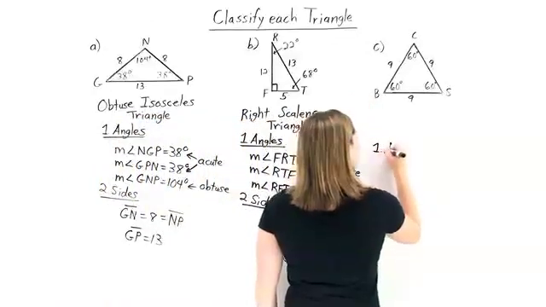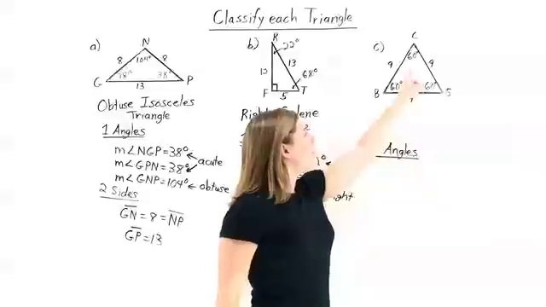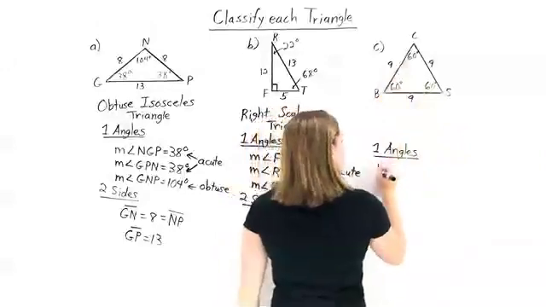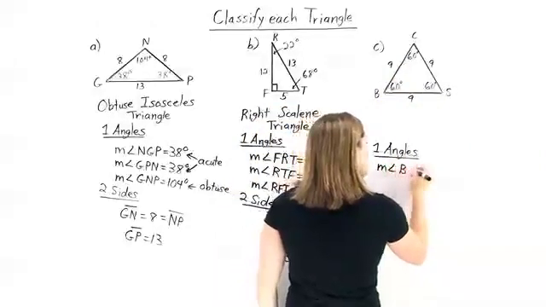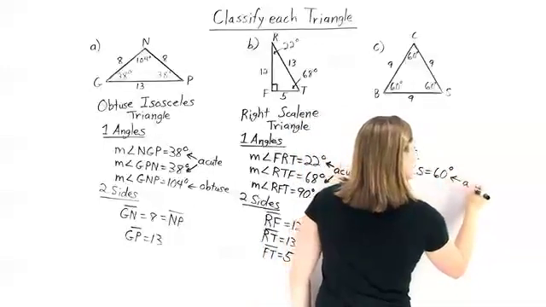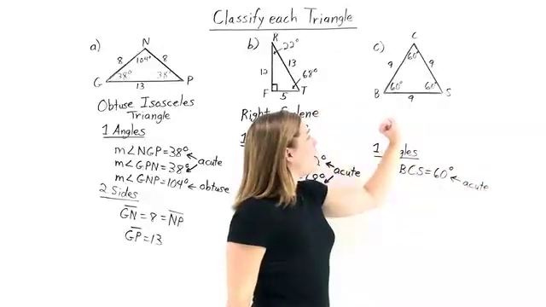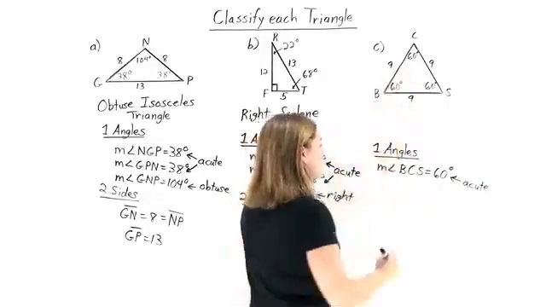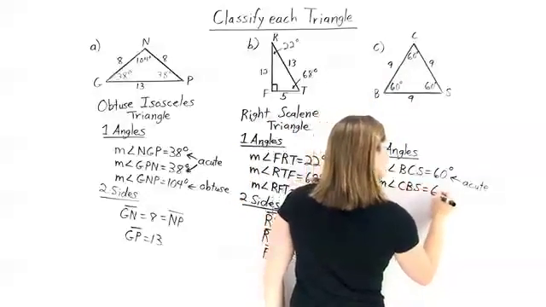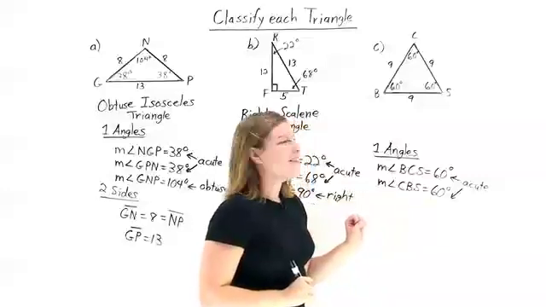So again, we start by looking at those angle measurements. Here, let's take a look at this angle. We can call this angle BCS. Well, the measurement of angle BCS is 60 degrees. That means that we have an acute angle. Now what about this angle right here? Angle CBS. Well, the measurement of angle CBS is also 60 degrees. So again, another acute angle.